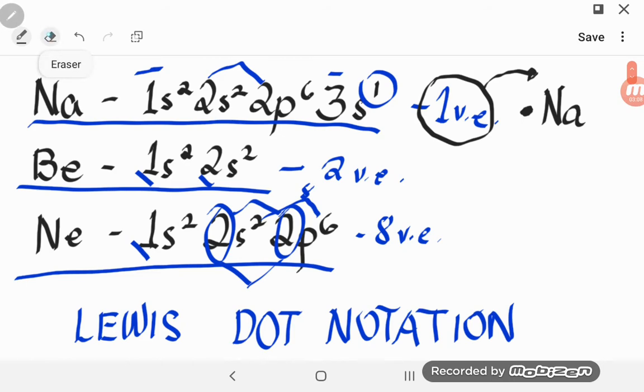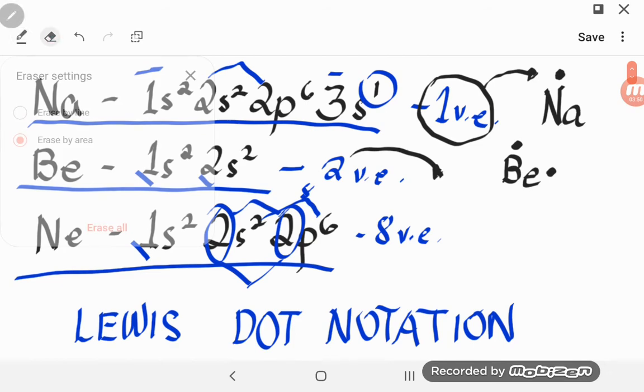Now this time, let's try to write the electron dot notation, the Lewis dot notation for beryllium. Of course, you shall start with the symbol of the element and you utilize the 2 valence electrons. So in writing this, you need to write the dots separately, either clockwise or counterclockwise. In this case, I'm going to write the first dot here and the second dot here. So that's how you write the Lewis dot notation for the element beryllium.